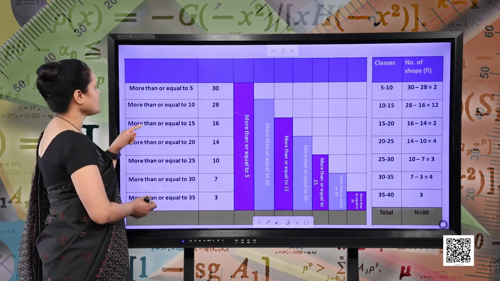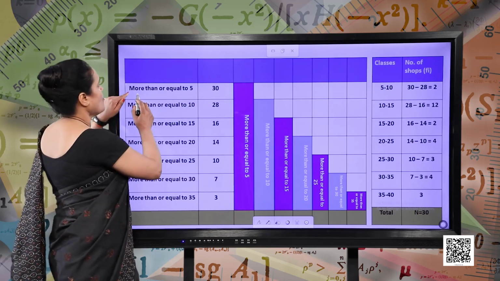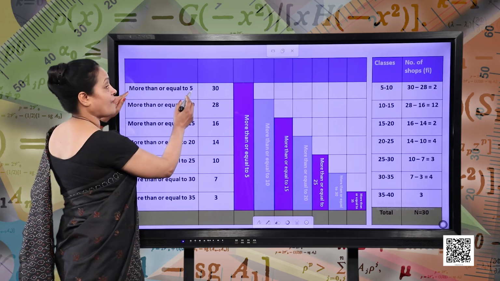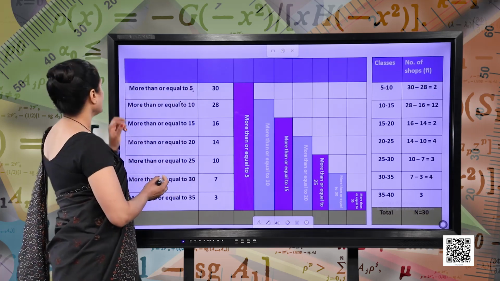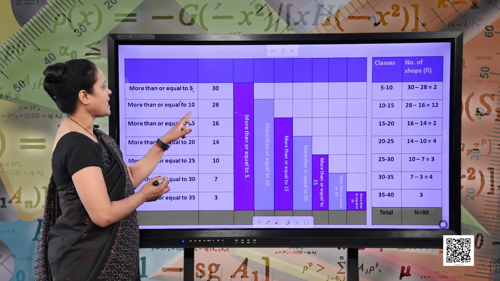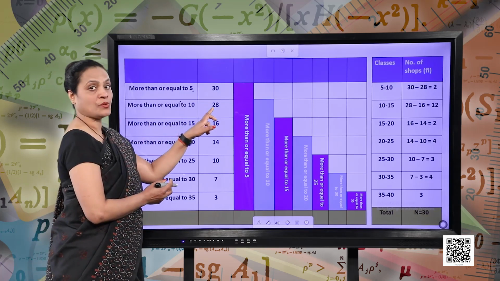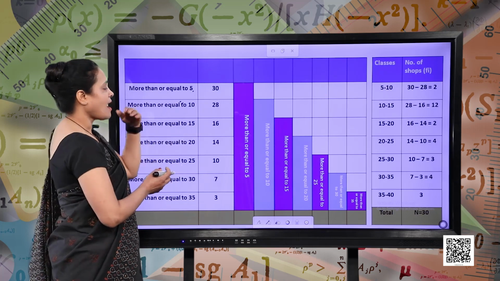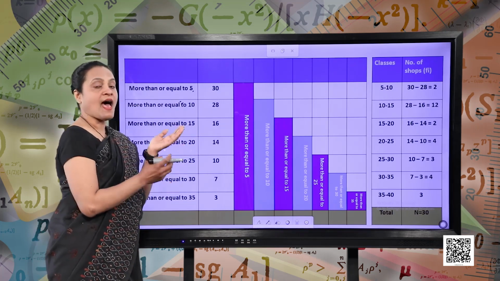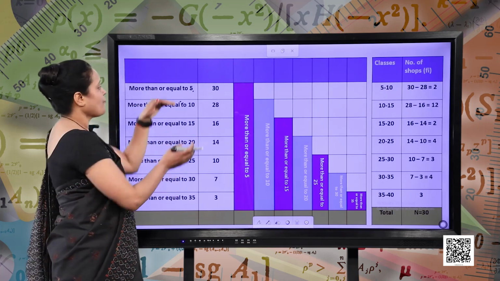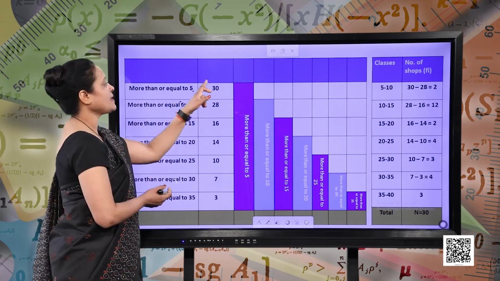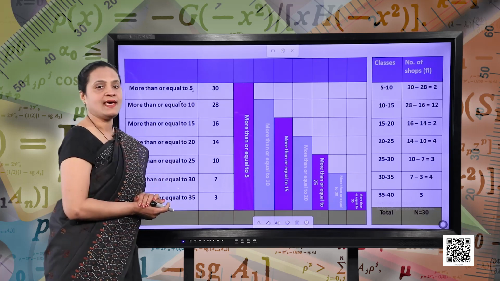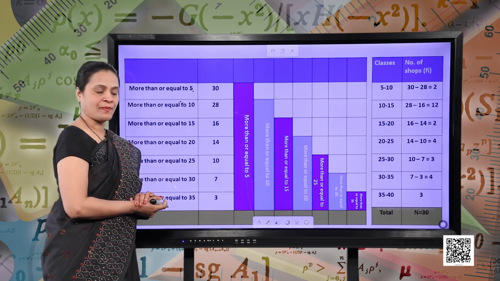In this image, you can see more than or equal to 5 lakh, there are all the 30 shops. Then more than or equal to 10 lakhs, there are 28 shops. Then how many shops have earned profit from 5 to 10 lakh? Yes, it will be 30 minus 28. That means 2 shops.